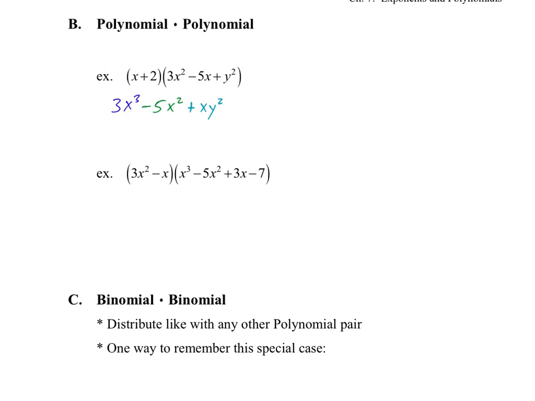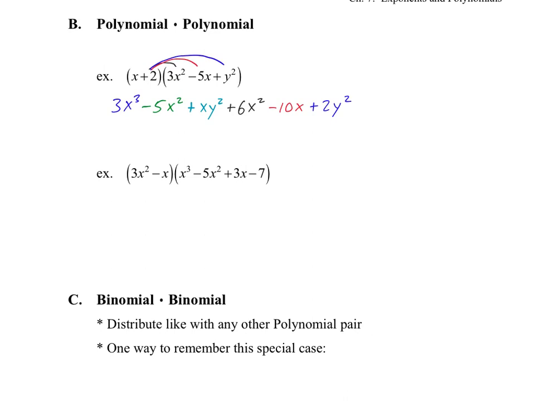So I'm going to do those same sort of things, but I'm going to start with the 2. So I have a positive 2 times a positive 3x squared. So that gives me a positive 6x squared, 2 times 3, and I have my x squared. All right, then I'm going to do my positive 2 times my minus 5x. Gives me a minus 10x. And then last but not least, I have my positive 2 times my positive y squared, so plus 2y squared.